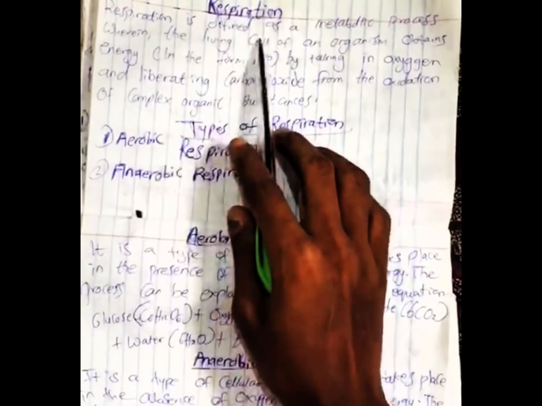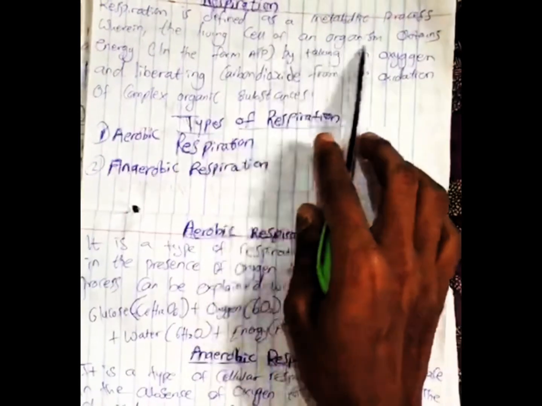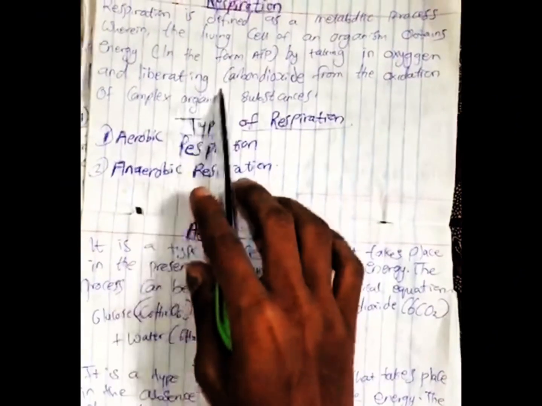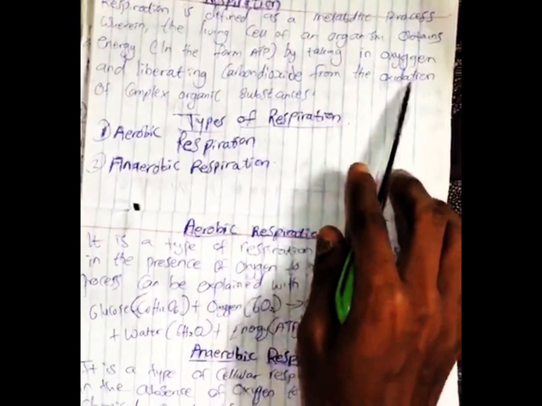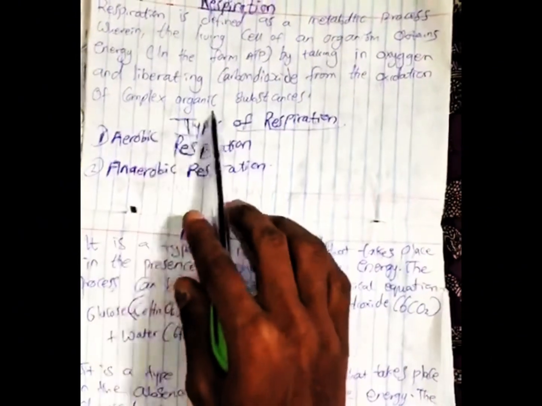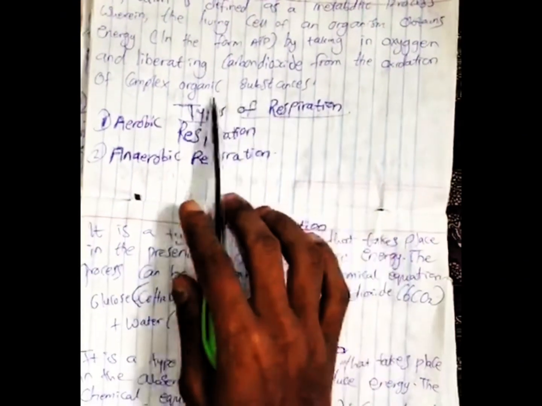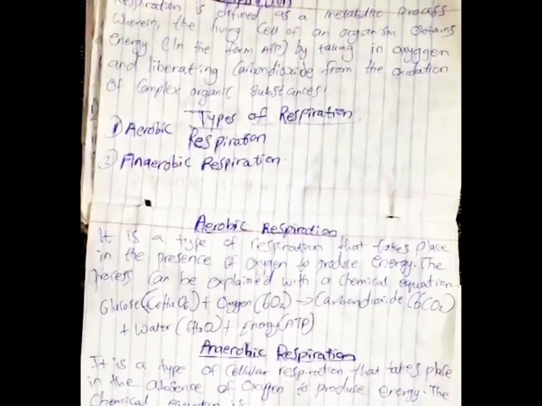Respiration is basically the metabolic process where the living cell of an organism obtains energy by taking in oxygen and liberating carbon dioxide from the oxidation of a complex organic substance. So it's just basically the process of breathing in oxygen and breathing out carbon dioxide.